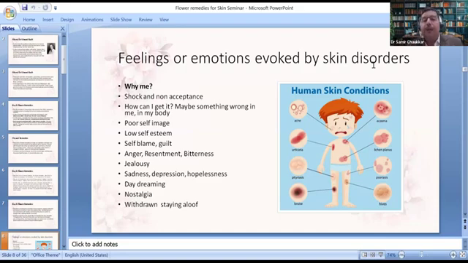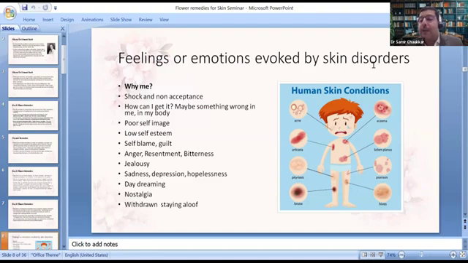Poor self-image, low self-esteem. These are the common things that we start feeling. We start blaming ourselves that maybe I had something yesterday, maybe I had some oily food, maybe I had too much non-veg, maybe I'm not passing enough motions, maybe I'm constipated. Therefore, self-blame and guilt is another thing.